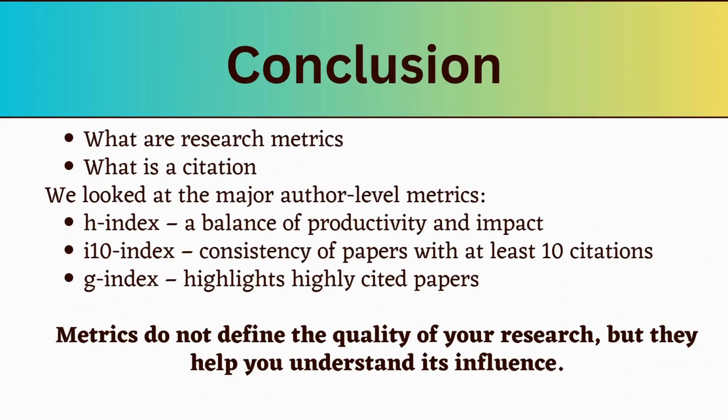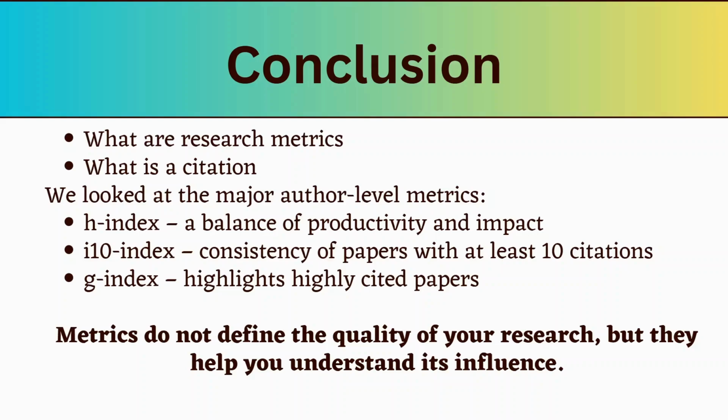Before we wrap up, let's quickly recap everything we covered in this session. We began by understanding what research metrics are and why they play such an important role in assessing scholarly impact. Then we discussed what a citation is, because every research metric is built on citations. We explored the major author-level metrics including H index, i10 index and G index. After that, we saw a quick live demo on how different platforms display your metrics.